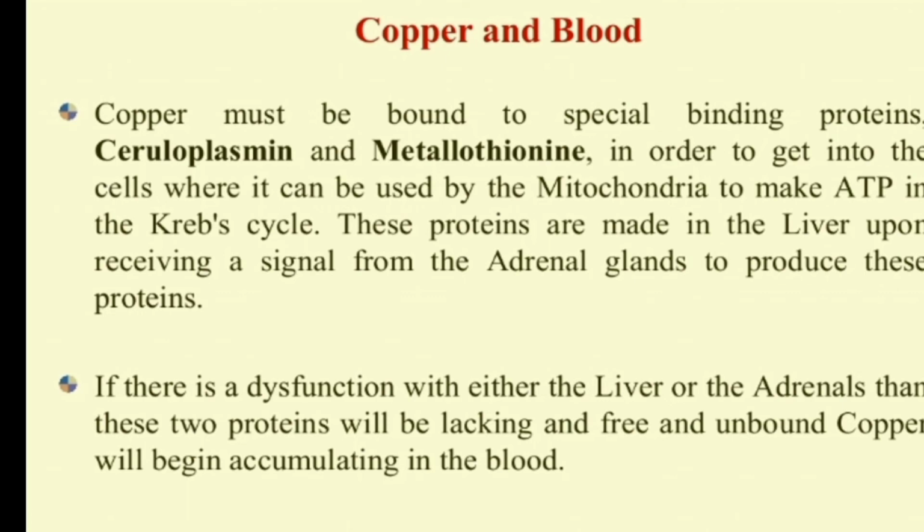So by binding to these proteins, it will enter into the cell. In the cell, it can be used by the mitochondria. Means this copper can be used by mitochondria to make ATP, that is adenosine triphosphate, in the Krebs cycle.